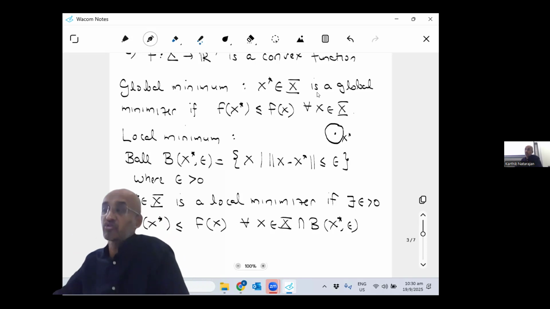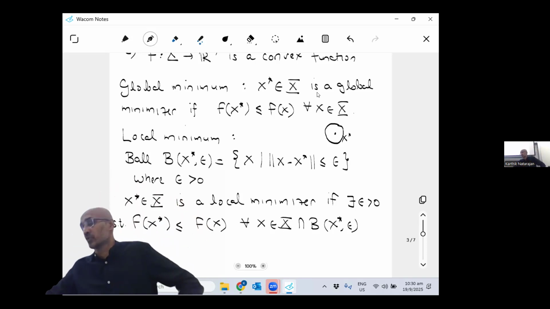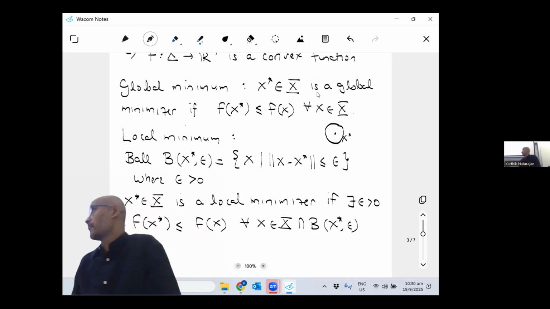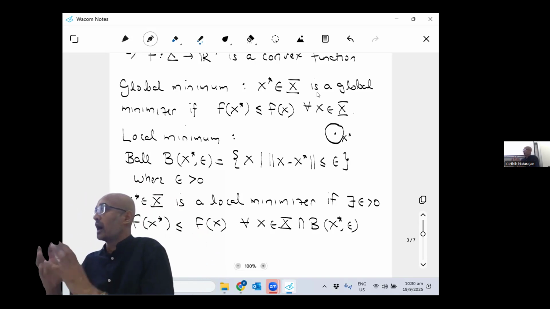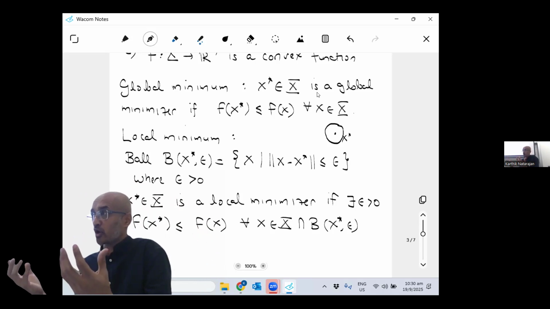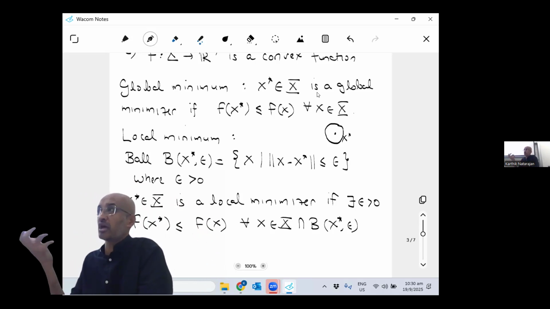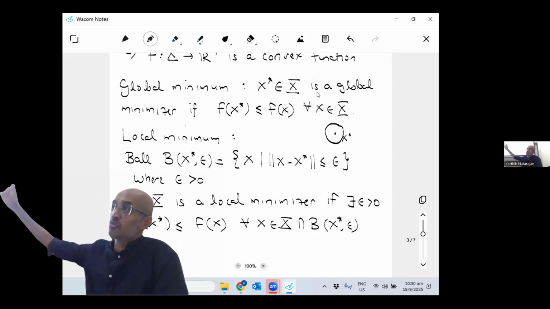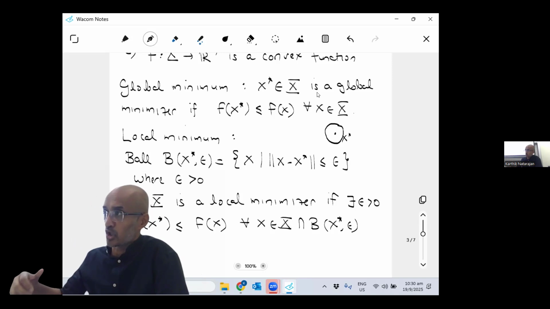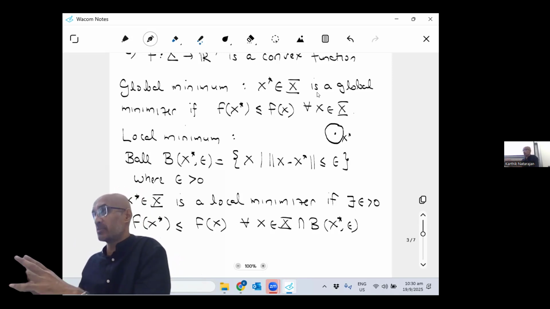It's straightforward, but it's a useful definition. Intuitively, local minimizers should be easier to find than global minimizers. Why? Because locally, I have to just figure out what's happening locally. So I could use derivatives. Derivatives are local information. I can tell you locally what's happening in the function. Globally, I need to compare. Things could be very different far away from where I am locally. So local minimizers are generally much easier to find than global minimizers.